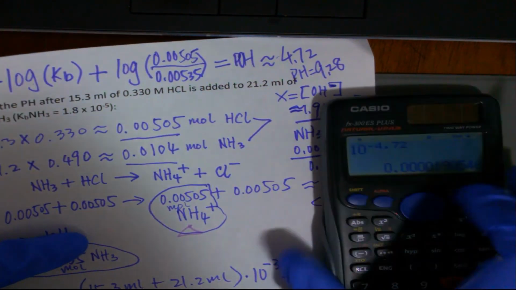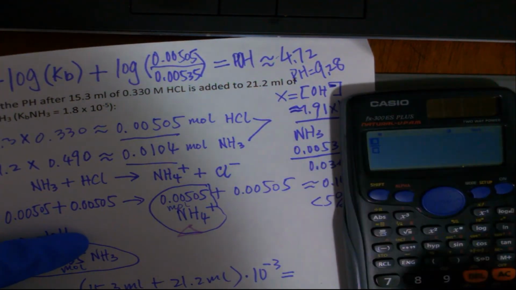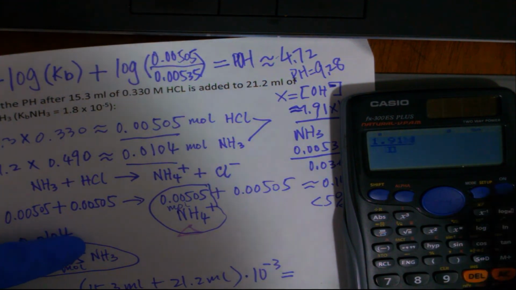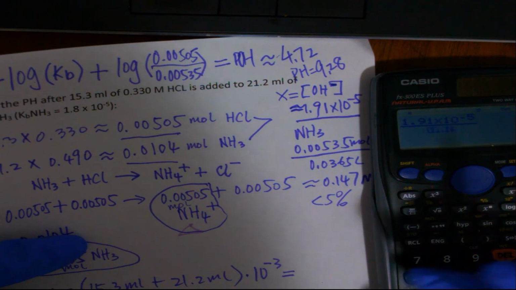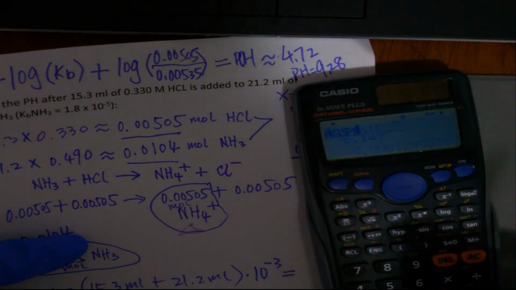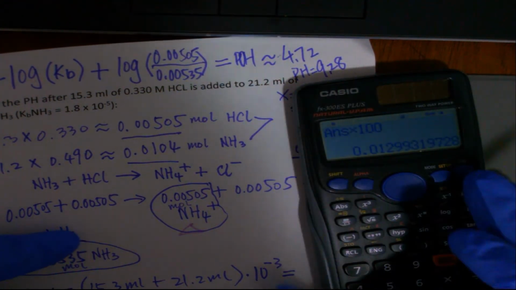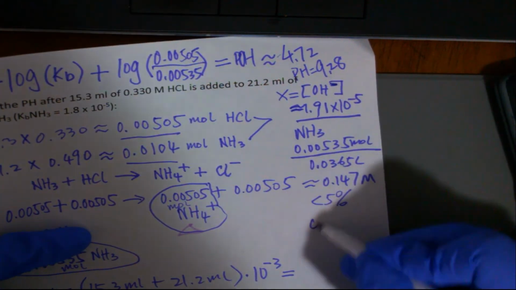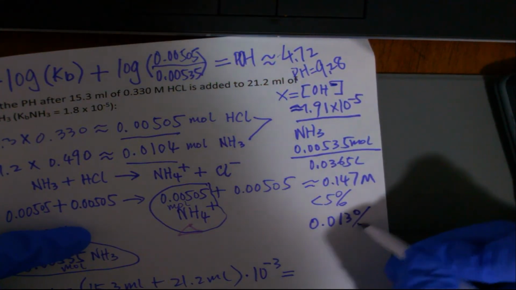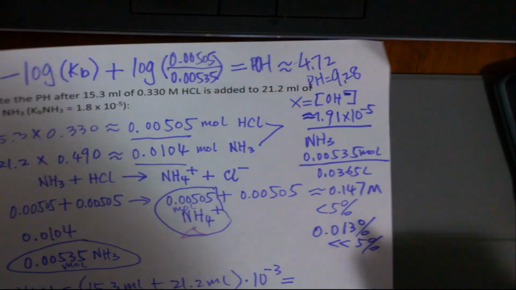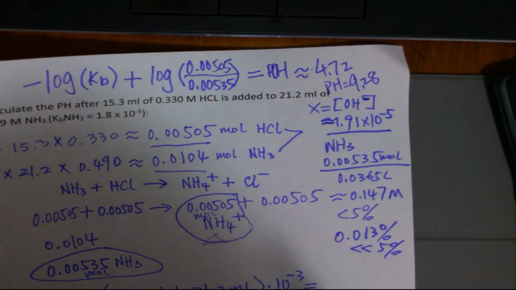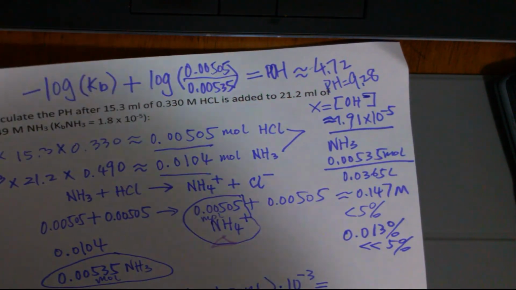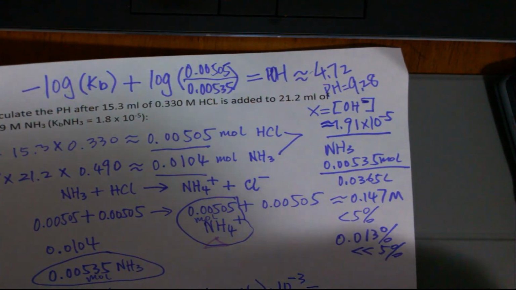I can calculate it for you right here. It's 1.91 times 10 to the negative 5 divided by 0.147, and then multiply by 100. It's 0.1013%, much less than 5%. Therefore, you can use that formula. So you just need to validate that X is small enough. I mean, the concentration of the hydroxide ion is so little that you can use this formula.